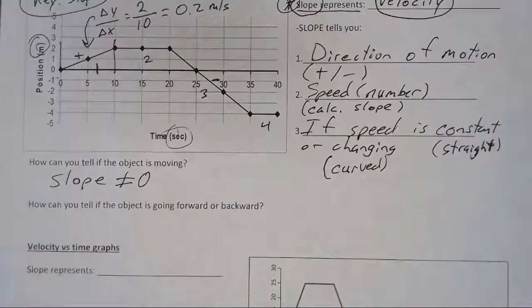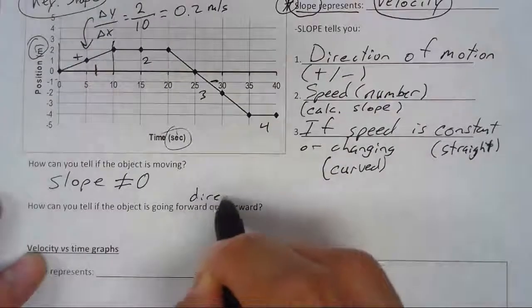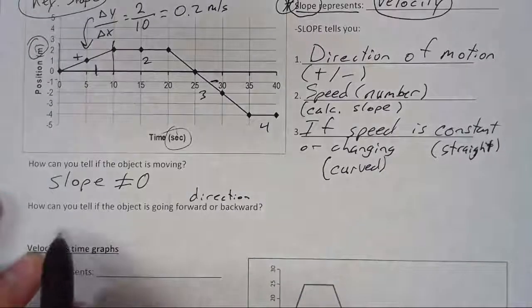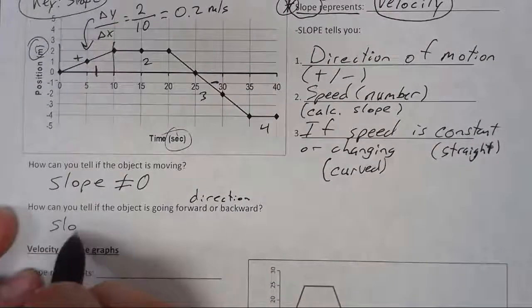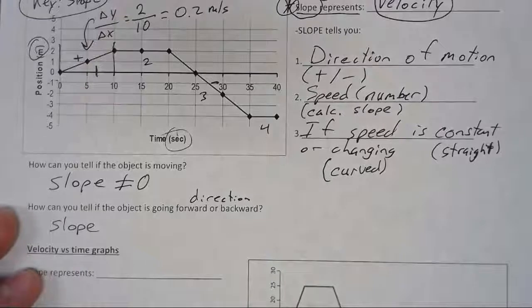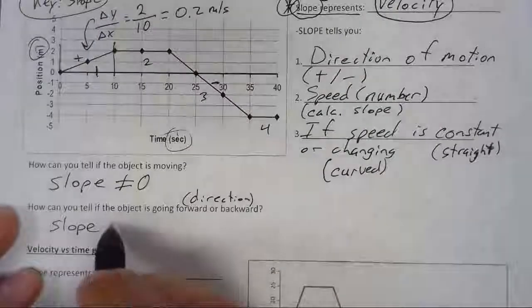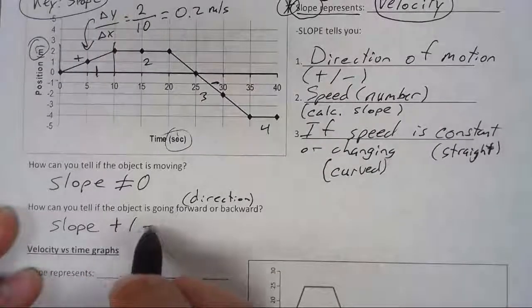And now for the second question, how can you tell if the object is going forward or backward? That's direction again, and we've answered that question up above. Again, the answer is going to be in terms of the slope. We know if the object is going in a positive or negative direction because the slope will be positive or negative.